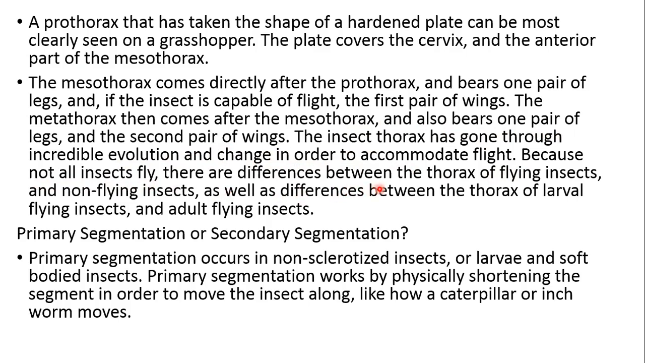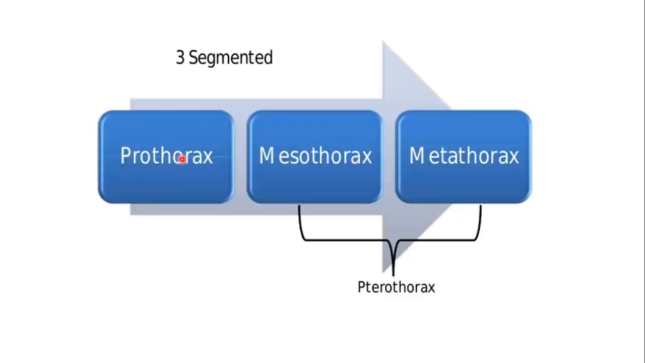There are differences between the thorax of flying insects and non-flying insects, as well as differences between the thorax of larval flying insects and adult flying insects. The primary segmentation or the secondary segmentation. Primary segmentation occurs in non-sclerotized insects, the larvae, and soft-bodied insects. Primary segmentation works by physically shortening the segment in order to move the insect along, like how a caterpillar or inchworm moves. These are the prothorax, mesothorax, and metathorax.